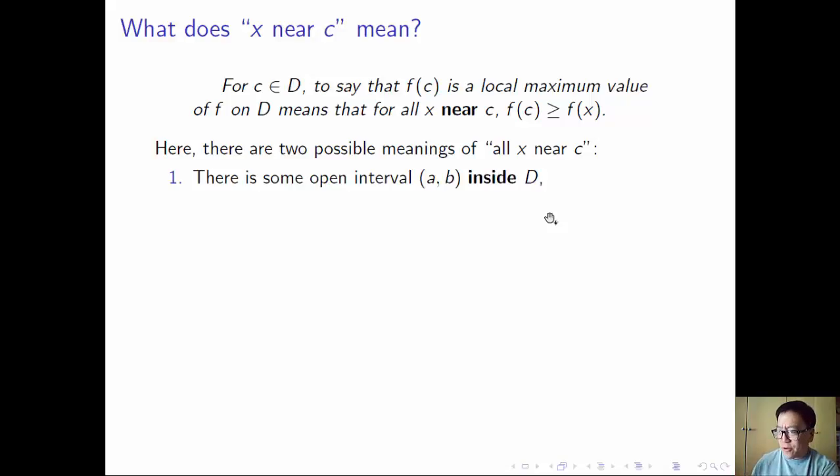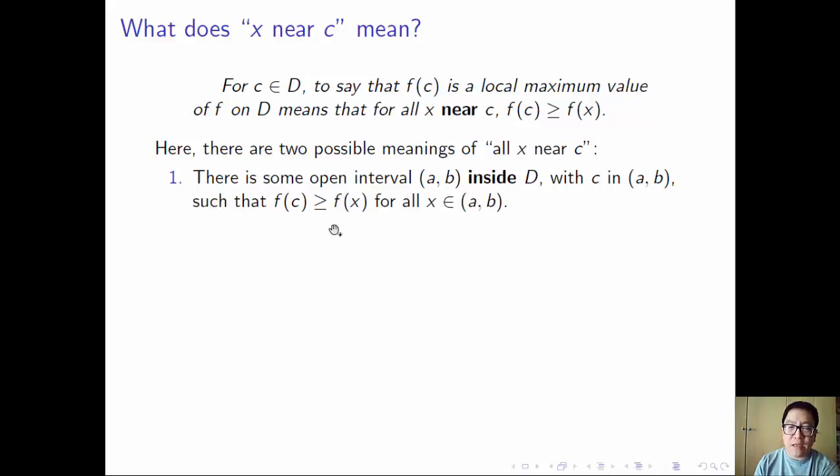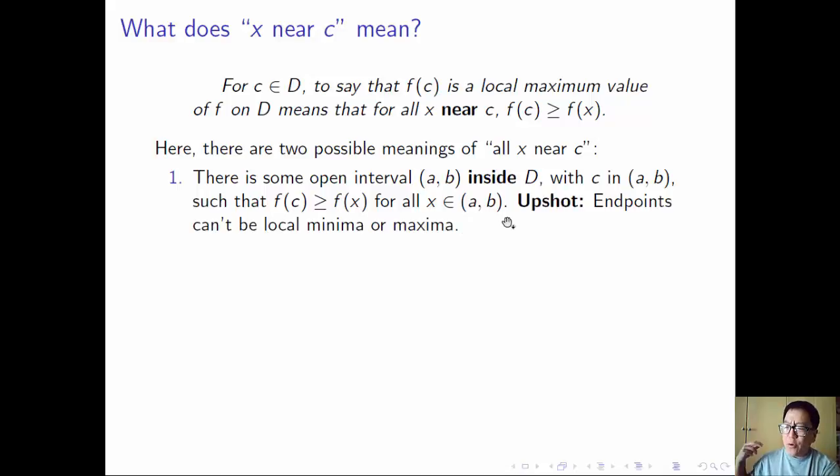Meaning number one, which is probably the more common one for a calculus class, says that if this is going to be true for all x near c, then there must be some open interval, some little tiny open interval from a to b inside the domain D, with c in that open interval (a, b), such that f of c is greater than or equal to f of x for all x in that open interval. So one upshot of what that means is that if you have an endpoint of your domain, that endpoint cannot be a local minimum or maximum.